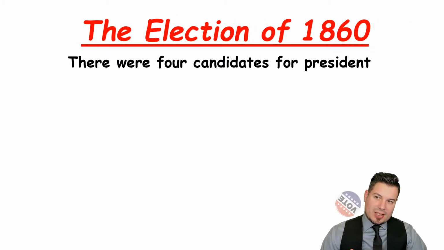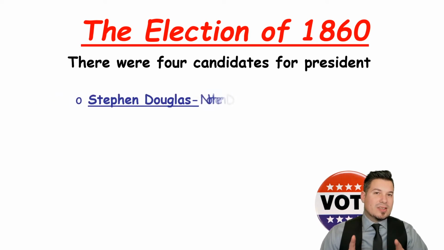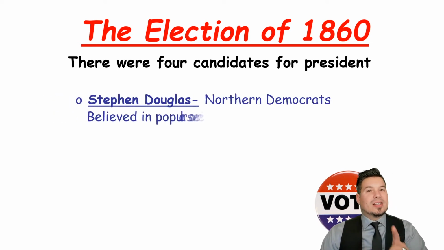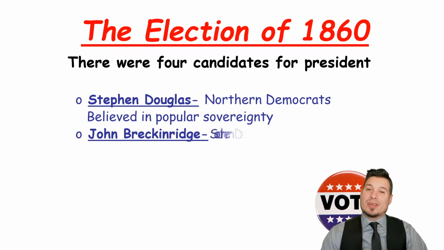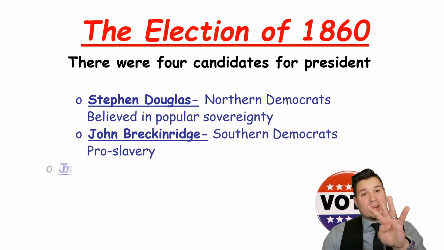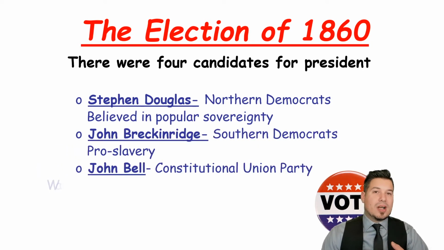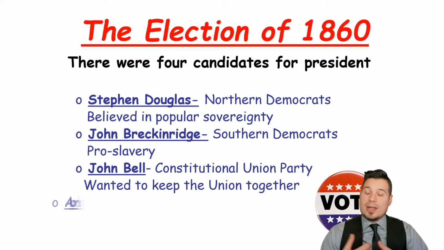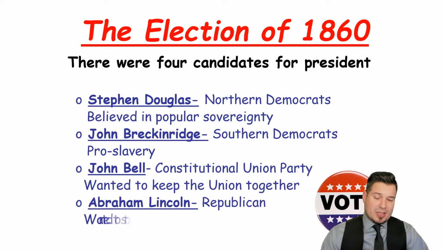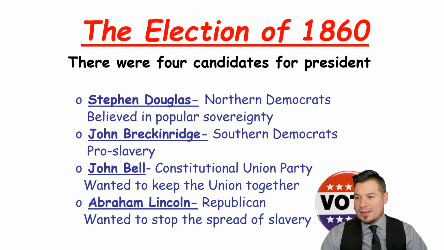The election of 1860, that is the issue that's going to lead to some of the first states leaving the United States. There are four candidates for the presidency. You have Stephen Douglas, for the Northern Democrats. He believed in popular sovereignty. Again, let the people decide whether or not to allow slavery to expand. You have John Breckinridge, Southern Democrat, who's pro-slavery. John Bell, part of the Constitutional Union Party. He just wanted to keep the Union together. And of course, Abraham Lincoln, who's a Republican, who wanted to stop the spread of slavery.